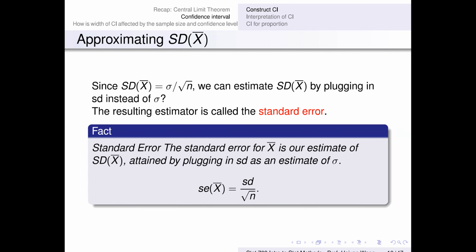If you have the numbers available from the data, simply assign those numbers to a variable and use SD parentheses those numbers, and it will compute the standard deviation for you. Once we have that, you use that SD divided by the square root of n, which gives us the standard error. And this standard error is an estimate of the actual standard deviation of the X bar.